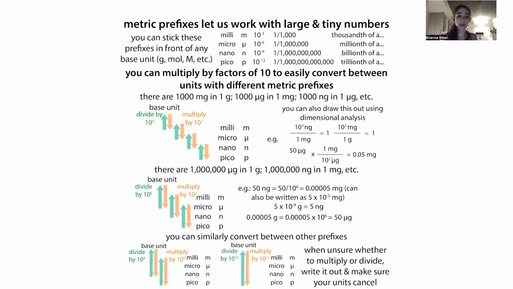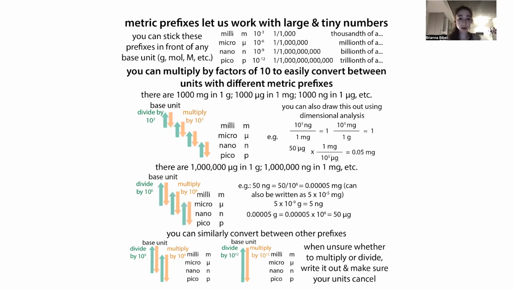So for example, if we want to go from milli to micro, remember that there are 1,000 microliters in a milliliter. And so if we want to go from a milliliter to a microliter, we're going to multiply by 10 to the third, so multiply by 1,000. And if we want to go from a microliter to a milliliter, well, now we're going to have to divide by 10 to the third, divide by 1,000. We can draw all this out with dimensional analysis.